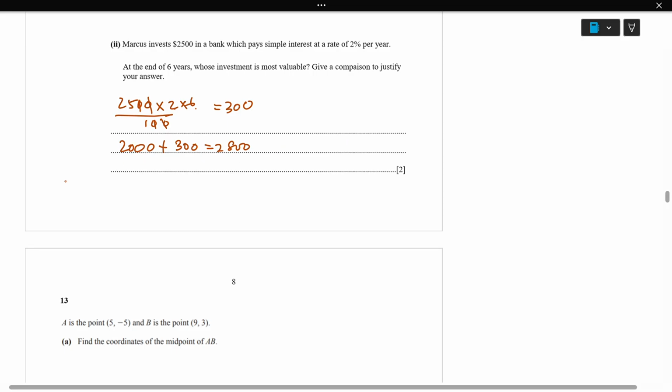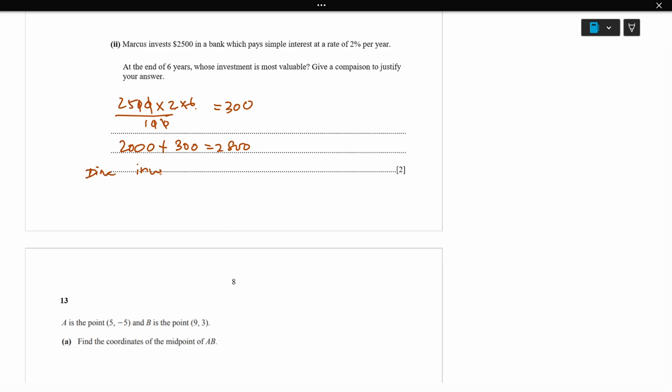So finally you have to write: Dina's investment after 6 years is 2600, and Marcus's investment after 6 years is going to be 2800. Therefore, Marcus's investment is more valuable.